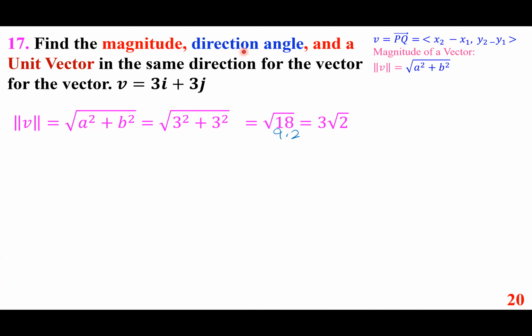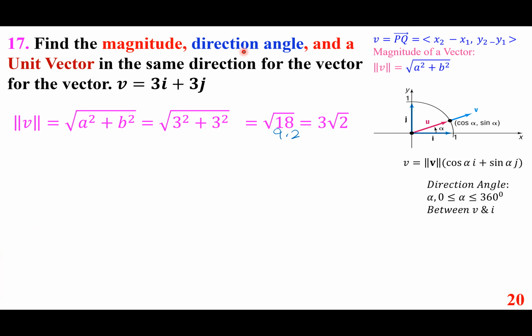We want to go with the direction angle. So let's remind everybody what we mean by that. A vector V is represented as the product of its magnitude and cosine alpha i plus sine alpha j. The direction angle alpha is between 0 and 360, and it's measured between the vector and the i component, in other words, the positive side of the x-axis. All right, so here's the V.